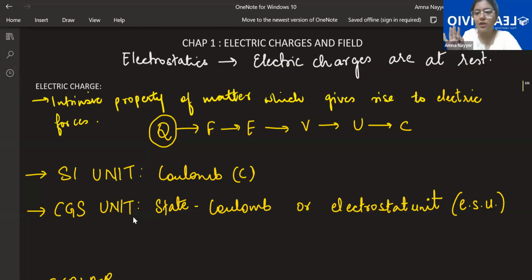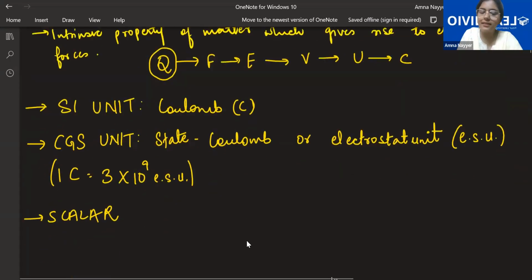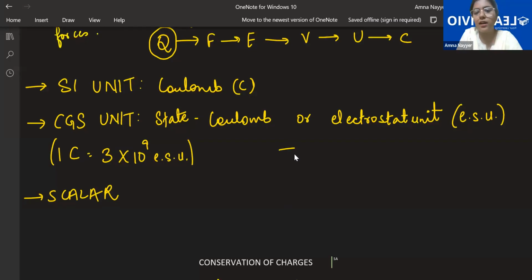But just in case, because CGS unit and SI unit are the basic things, 1 coulomb can be written as 3 into 10 to the power 9 electrostat unit. You can always use this conversion to convert the SI unit into CGS or CGS into SI. Now, basic thing, what are the types of charges? We already know there are two kinds of charges.